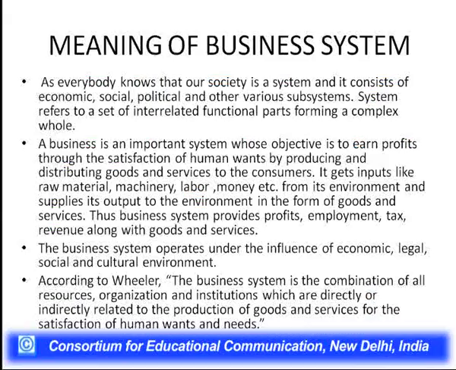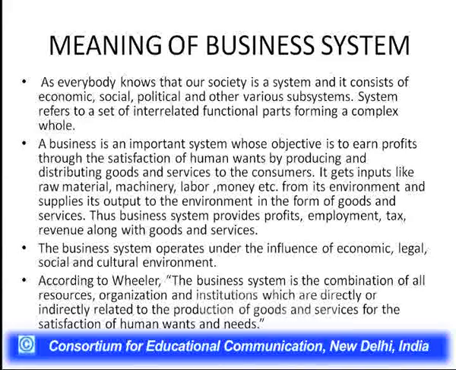Now, first of all, we will understand what we mean by business system. As everybody knows, our society is a system and it consists of economic, social, political and other various subsystems. A system refers to a set of interrelated functional areas forming a complex whole. Second, a business is an important system whose objective is to earn profits through the satisfaction of human wants by producing and distributing goods and services to the consumers. It gets inputs like raw material, machinery, labor, money, etc. from its environment and supplies its output to the society as a whole.